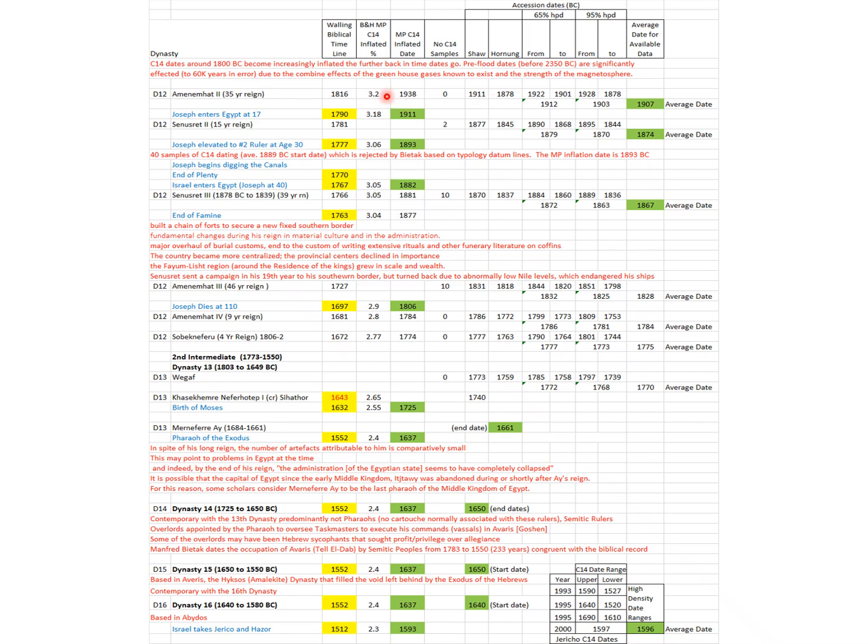So anyway, we go on along here and we see that Joseph entered Egypt at 17 years old. That was in 1790, inflated date 1911. All right, and that looks like it was almost 10 years prior to Sennacherib II starting his reign.